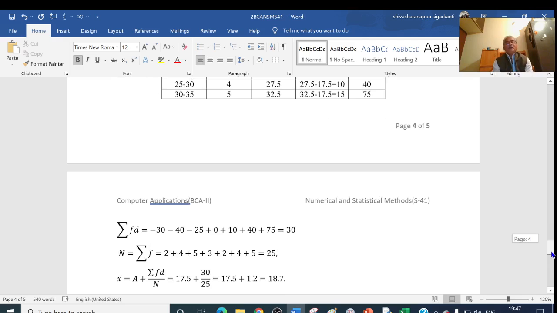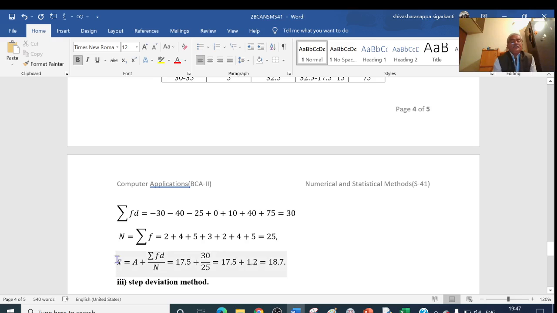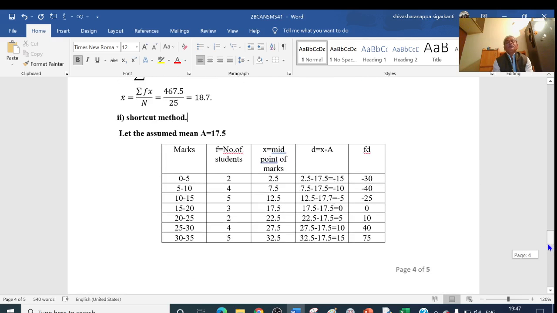Then what is my formula to find the arithmetic mean? It is x bar is equal to a plus sigma fd divided by n. What is sigma fd? Sigma fd is the sum of the last column. This is equal to 30, and n is the sum of the frequencies, equal to 25. X bar equal to a plus sigma fd by n, and we have taken a equal to 17.5 plus 30 by 25. This is equal to 17.5 plus 1.2, so this is equal to 18.7. This is by the shortcut method.